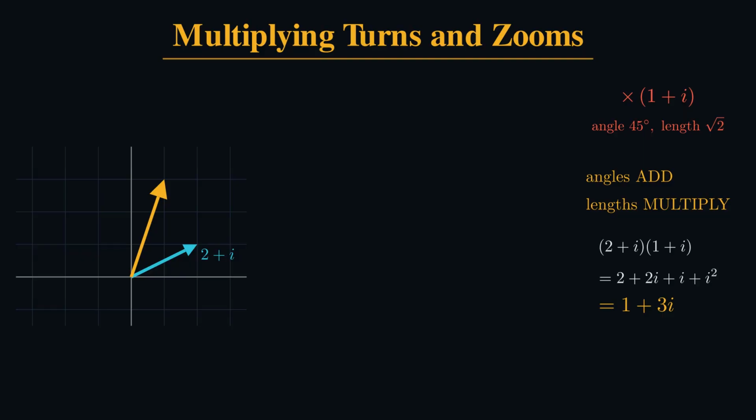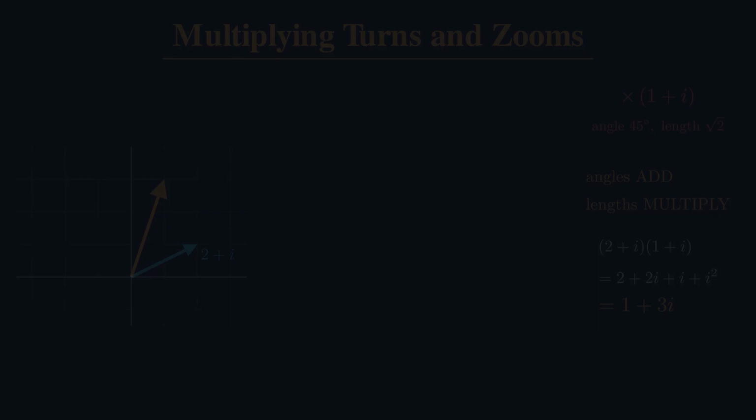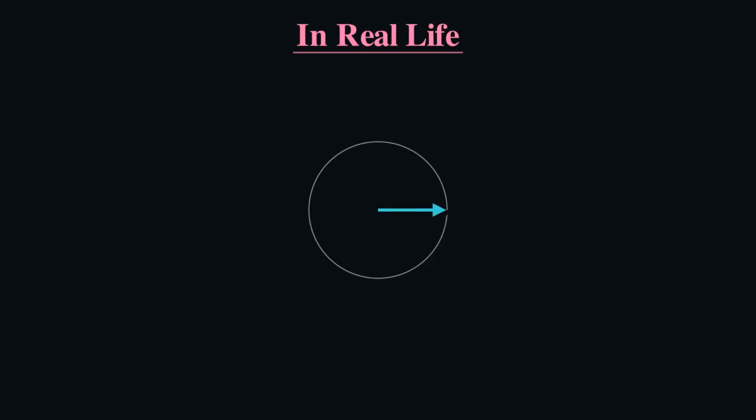The picture and the symbols are the same move. Multiplying spins one arrow by the other's angle and zooms it by the other's length. A turn and a zoom in a single step.